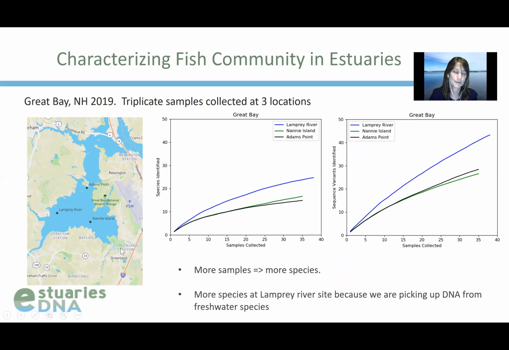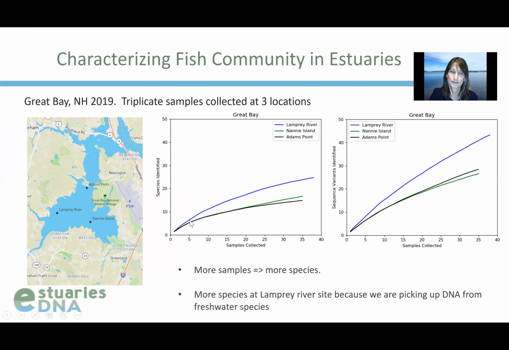If we look at that a little more closely, these are 3 of the sites that were sampled in Great Bay. Nanny's Island and Adams Point are kind of out in the bay. The Lamprey River site is actually very close to the Lamprey River. At low tide, it's practically sitting in a mud bank. If you look at the number of samples collected and the species identified, for the 2 sites in the estuary, it's fairly similar. We're seeing an increase in species with more samples, and I think these samples were all collected in June.